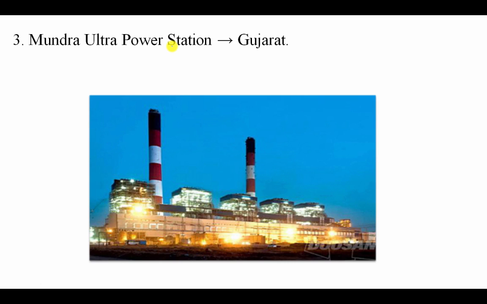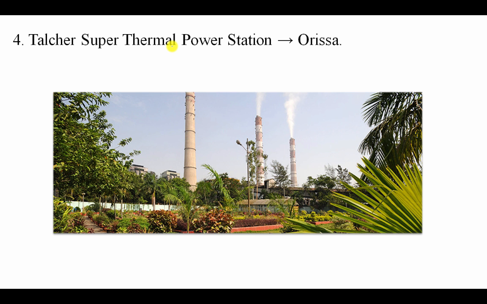You can see it here: Mundra Ultra Power Station is in Gujarat. Another is the Talcher Super Thermal Power Station. This is the fourth biggest thermal power plant in India. Talcher is in Orissa. Very important, this question is asked 2 or 3 times in many exams.